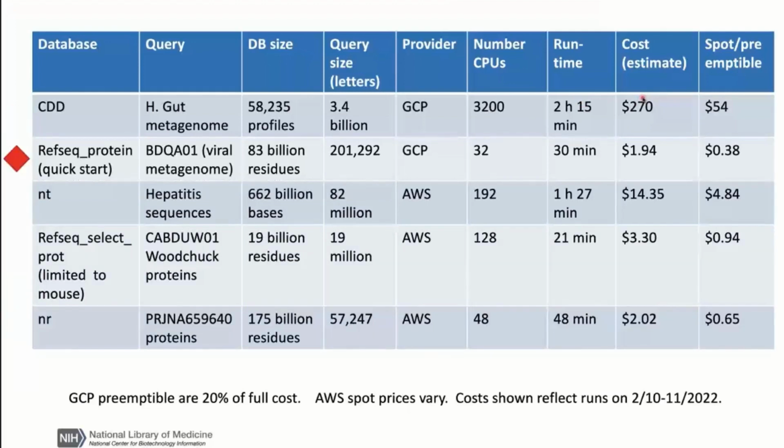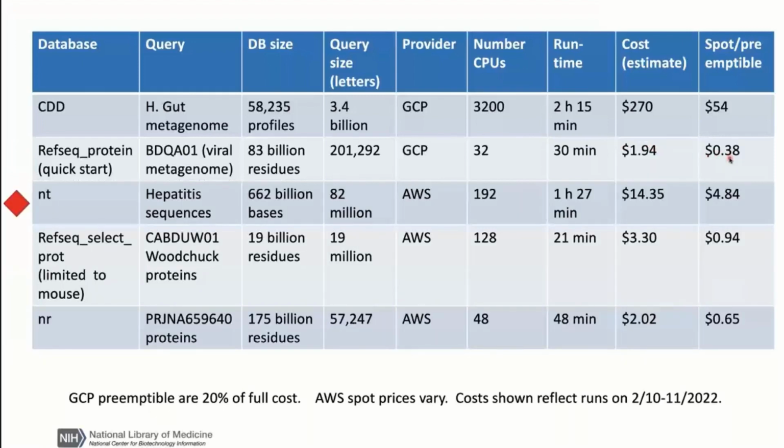Okay, the second row is a quick start run I mentioned earlier. So we have pretty good instructions on running the quick start at AWS and GCP in our documentation. And this is the first search we suggest you run. You can try it right after this webinar if you want. And as you can see again, it takes about 30 minutes. Cost at GCP was $1.94. Preemptible cost should be about 38 cents.